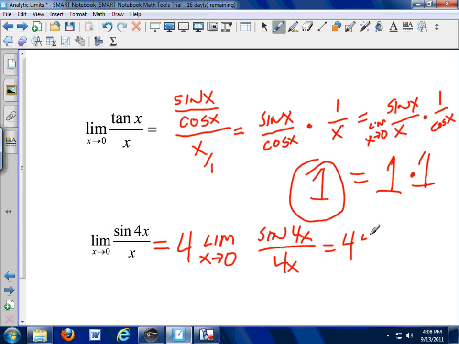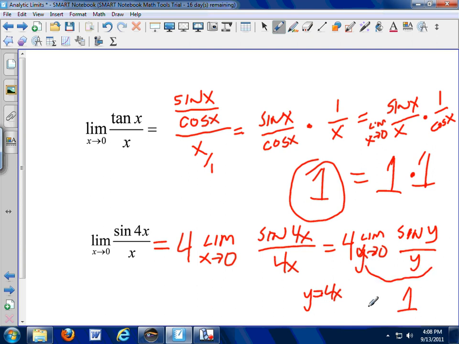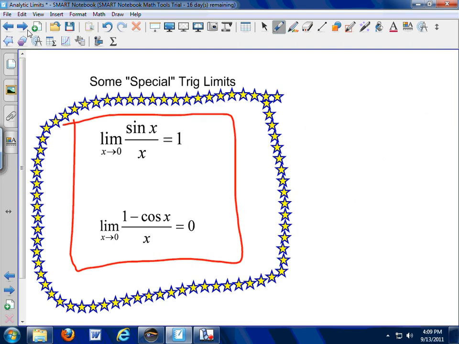4 times the limit, as x approaches 0, of the sine of y over y. Why? Because y equals 4x. I just decided that. So the limit is as y approaches 0. As y approaches 0 of the sine of y over y, it's 1. All this is 1. Put stars around it, remember? So that's 1. All this garbage here. 4 times 1, it's 4. Okay? See how special those are? How much they help us figure things out?